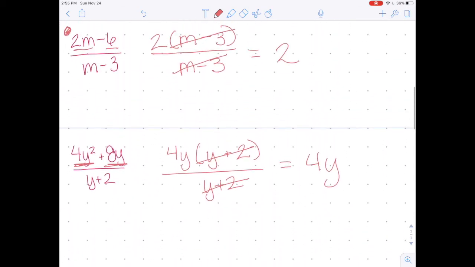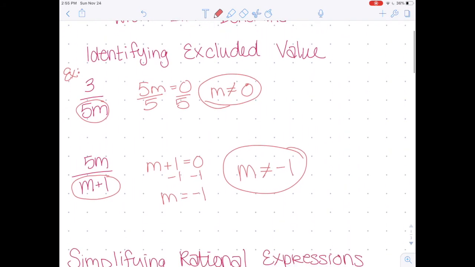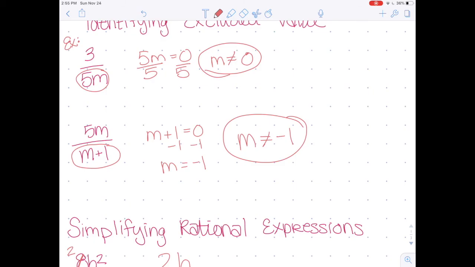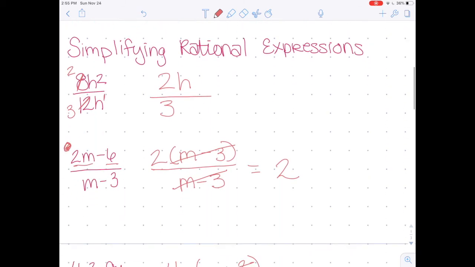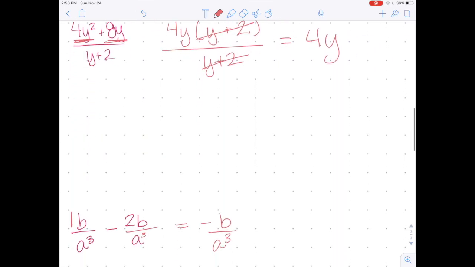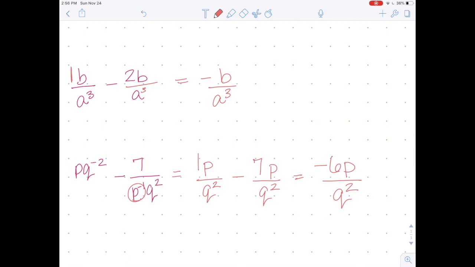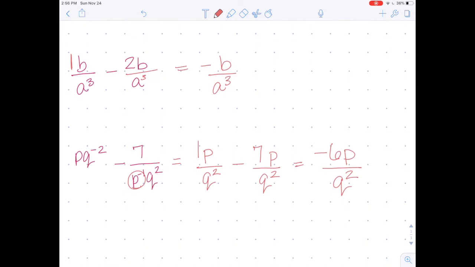So today is mainly a review. Remember we talked about finding the excluded value, where you just set the denominator equal to 0. Simplifying rational expressions, where we subtract the exponents and try to factor out a number so that we can cross out a set of parentheses, things like that. And then the only new information is if you have common denominators, we can add and subtract these variables as well now. So you should have everything you need. Go ahead and try out your work, and I will see you in class.